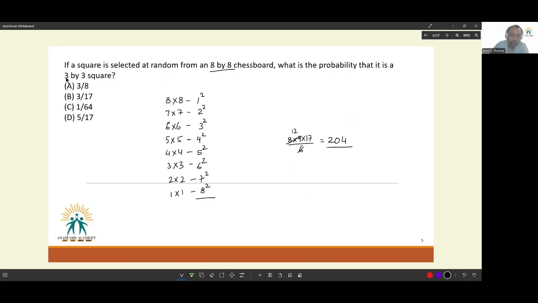Now, probability that it is a 3 by 3 square. Favorable cases are 6 square, and total cases are 204. So, we will get how much? We can cancel off 12 entirely. We have 3 by 17 left, or option B is the right answer.